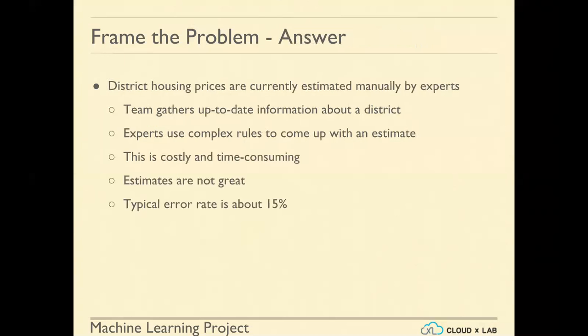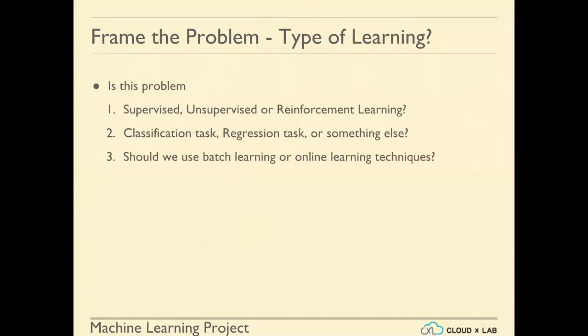So the answer in this case is that the current mechanism is done by experts, and their error rate is about 15%. Now, the next question you must ask is what kind of machine learning problem it is. Is it supervised, unsupervised? Is it classification or regression or something else?